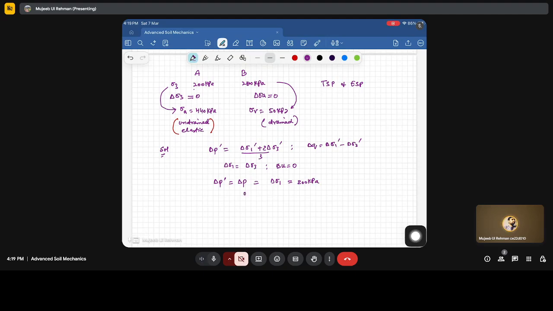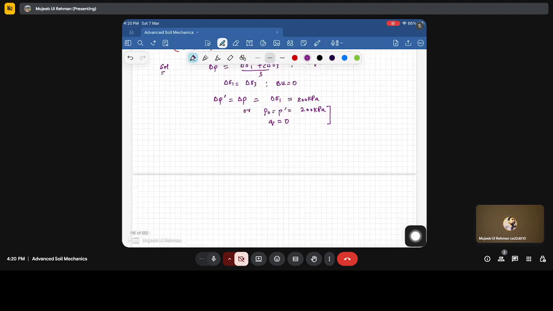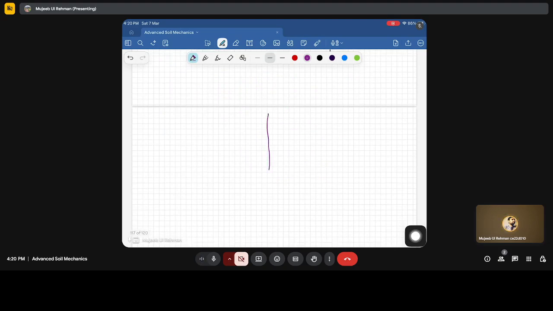Or we can write it simply: P naught is equal to P dash is equal to 200 kPa and Q is equal to 0 because both the stresses are 0. So this is the initial condition of the soil for both the soils. Now I will draw a line here. For A soil, A specimen and B specimen.